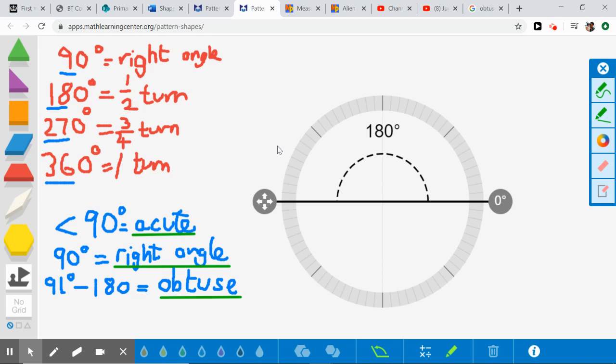Now, your 3 challenges today are all to do with angles, but they involve different skills. Your first challenge is to fill in the missing words for challenge 1, looking specifically at acute, right angle, and obtuse. So your first challenge is all about using the correct vocabulary for angles.